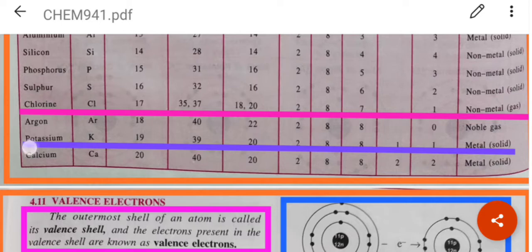Then you see potassium. Atomic number is 19, mass number 39. On subtracting, we get the number of neutrons as 20. Electronic configuration 2, 8, 8, 1. And its valency is 1. It is a metal.